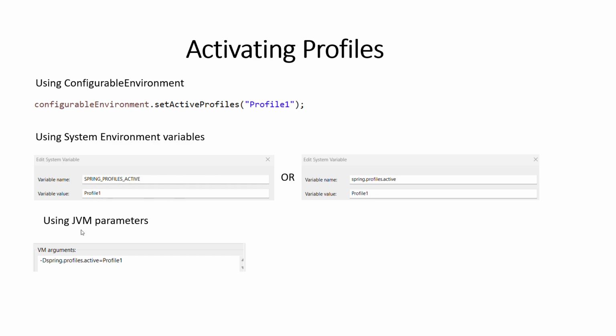The third way is using JVM parameters. While testing locally, let's say I want to activate only the dev profile or only the local profile. Instead of doing it programmatically, you can use -Dspring.profiles.active equals the profile name. That can be dev, local, production, anything. Here also you can give multiple comma-separated values. If you do this, it will also activate the profile. So we have three ways of activating profiles. Please keep that in mind.